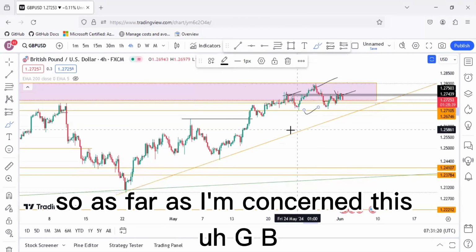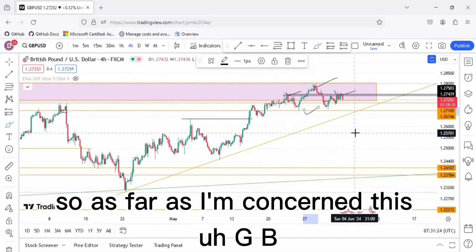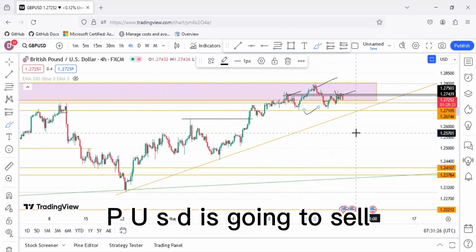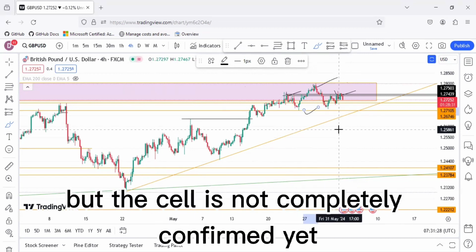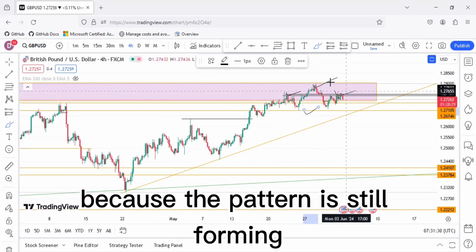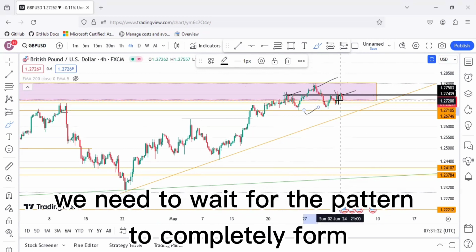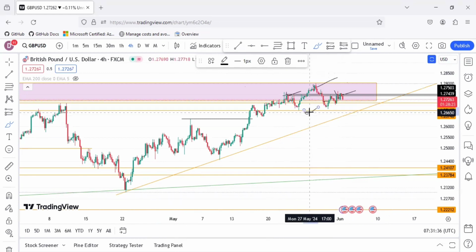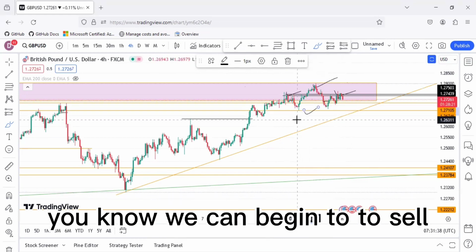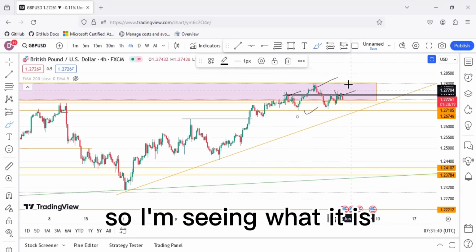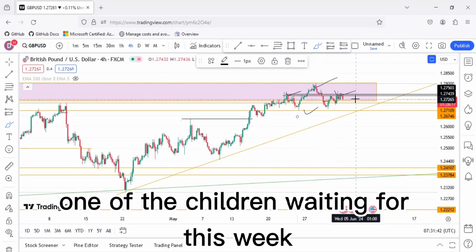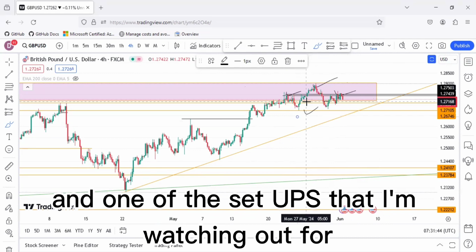So as far as I'm concerned, this GBP USD is going to sell, but the sell is not completely confirmed yet because the pattern is still forming. We need to wait for the pattern to completely form before we can begin to sell. So I'm still watching. This is one of the trades I'm waiting for this week, one of the setups that I'm watching out for this week.